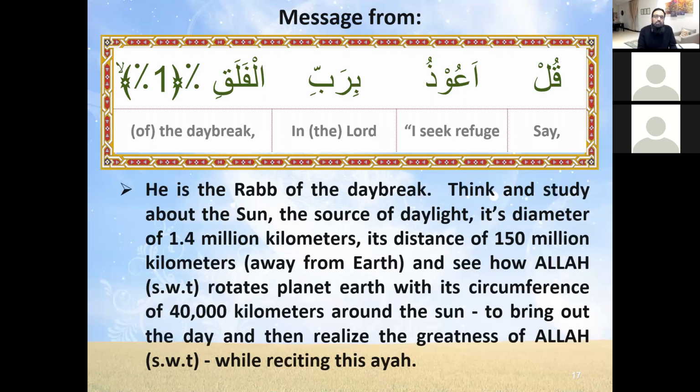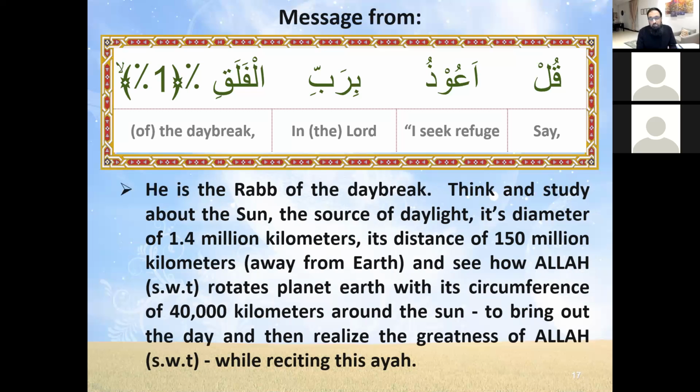It's not just Lord. Allah subhanahu wa ta'ala has 99 beautiful names, and Rabb encompasses all those names actually. So think and study. Look at the signs around us, tadabbur and tafakkur, circle. Again, we're applying this. So the source of daylight is Allah subhanahu wa ta'ala. The sun rises and sets with Allah subhanahu wa ta'ala's command. Its distance is 150 million kilometers away from Earth, our planet. And our planet is of a circumference of 40,000 kilometers while it rotates around the sun.